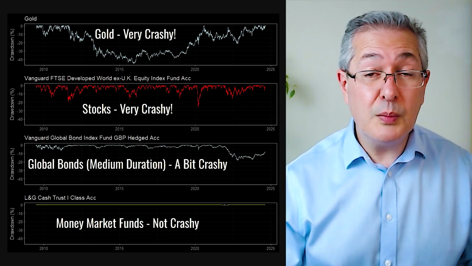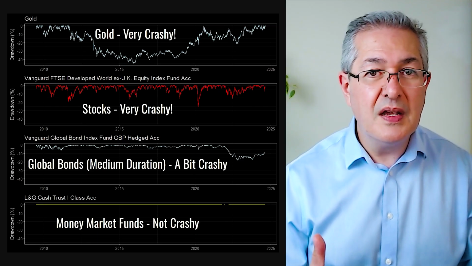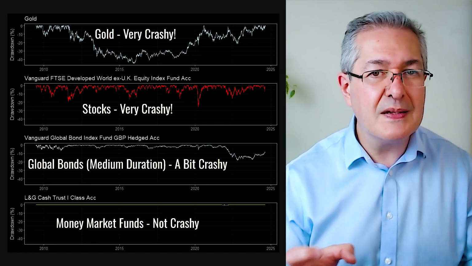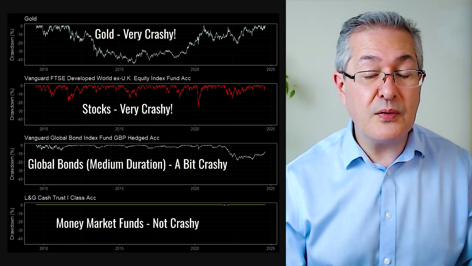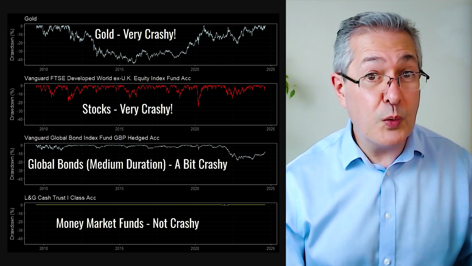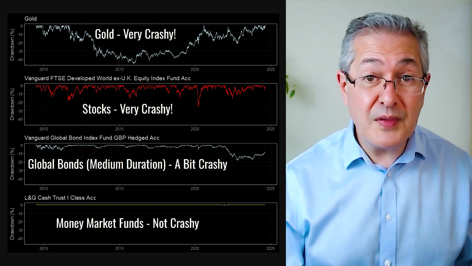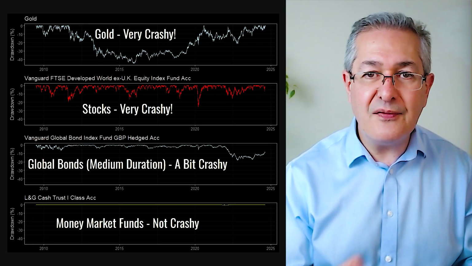Then if we look at global bonds, and this is a sterling hedged global bond fund with a duration which is around 7 to 10 years, kind of intermediate. There you can see also there have been extended drawdowns, particularly the one recently in 2022, which was the worst drawdown for global bonds ever. But if you look at the bottom panel, that's what you'd expect from cash or cash-like investments.